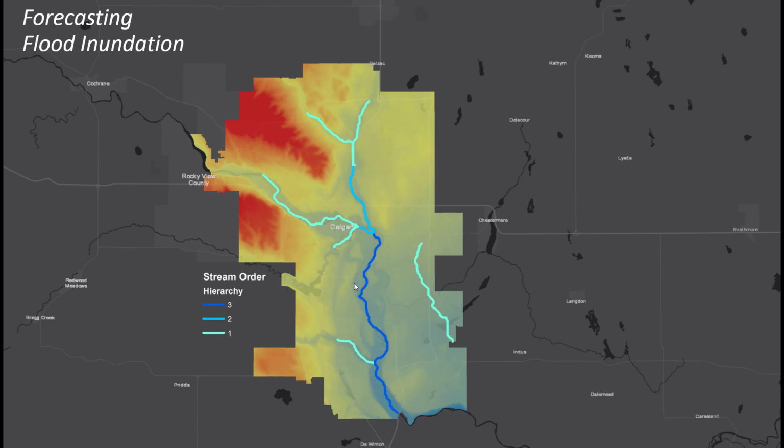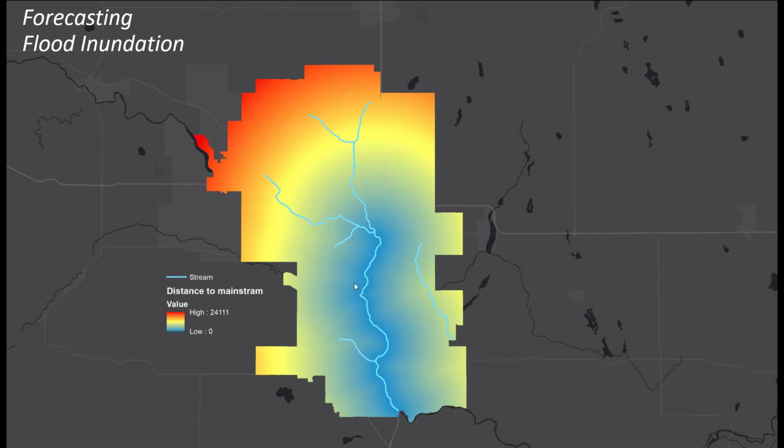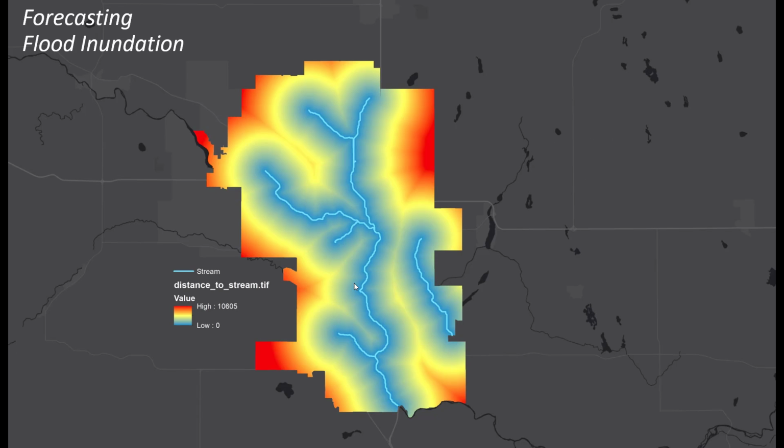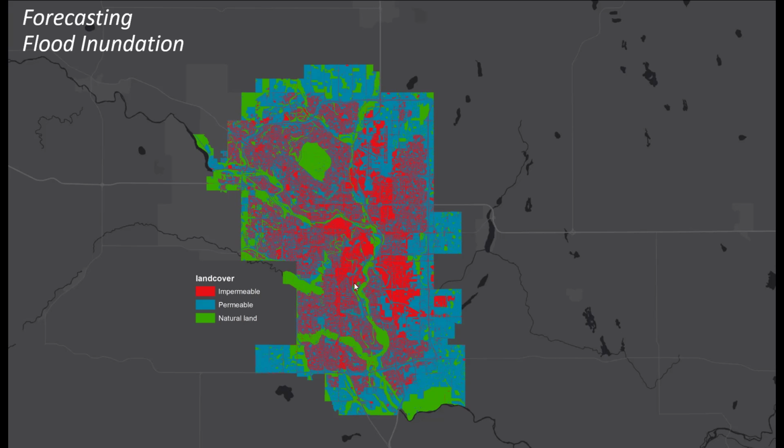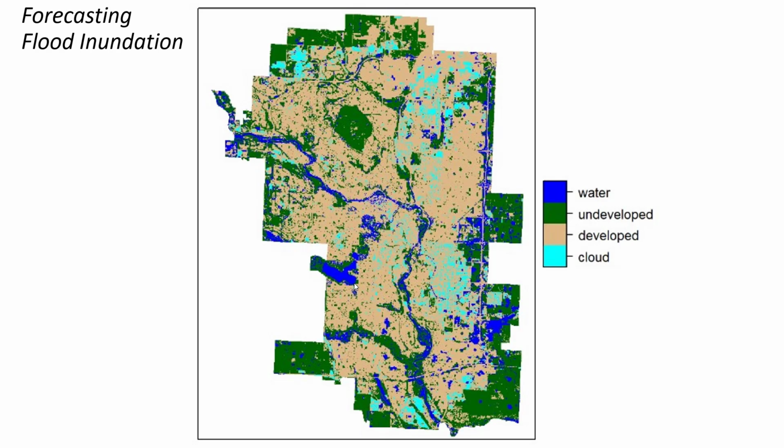Additionally, stream order is created based on the flow direction. In this case, we decide to build some features including the distance to the main stream, as well as the distance to all the stream network. The next important feature is land cover. The data is divided into impermeable, permeable, and natural land. Last but not least, we use R to classify satellite imagery and create four categories: water, undeveloped, developed, and cloud.